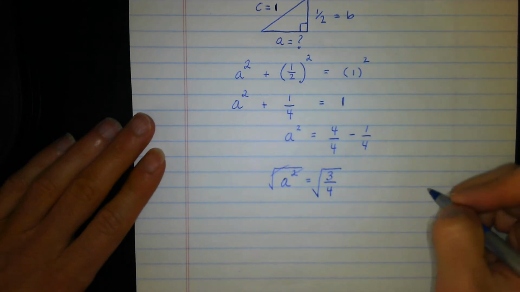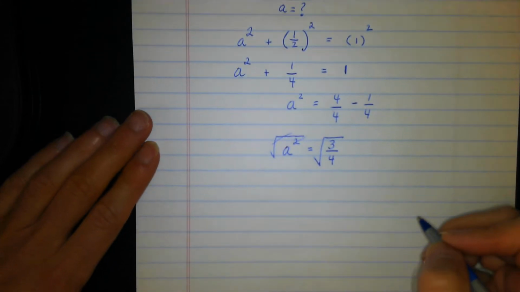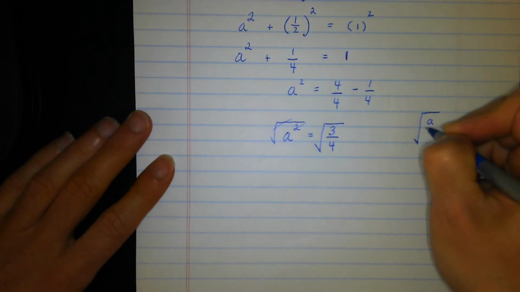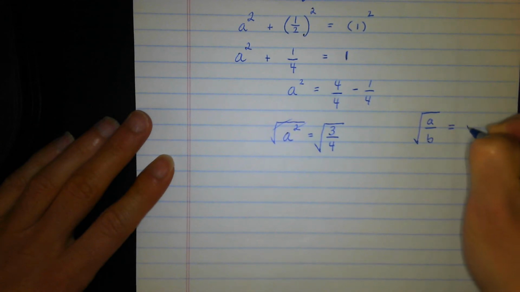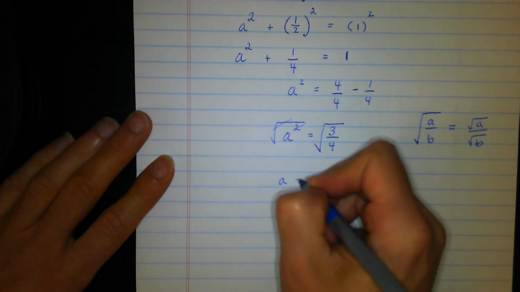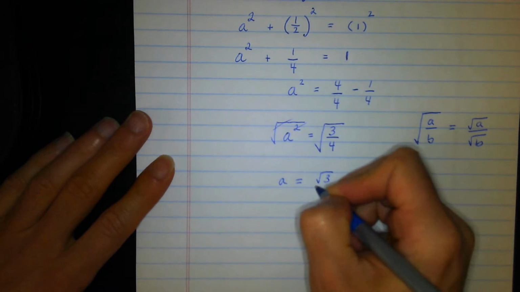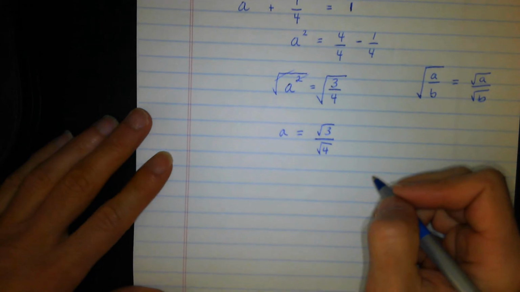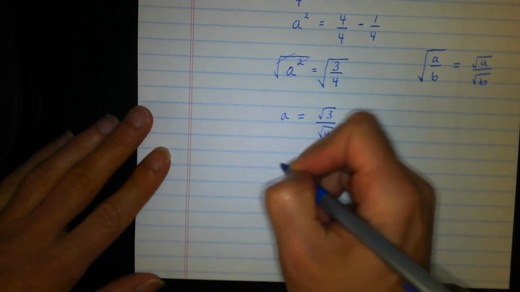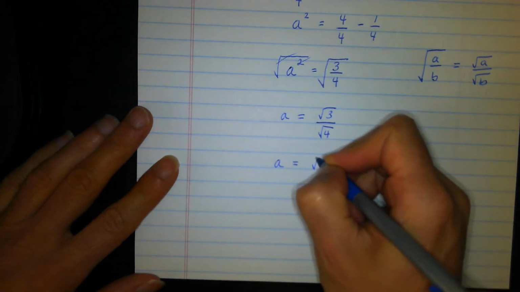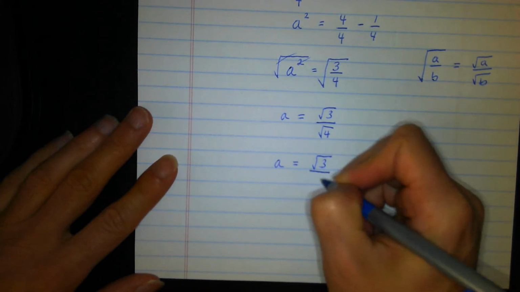Okay, remember our radical rule here, because it's such a radical rule. Sorry, I forgot to make that joke already. But the square root of a over b can be written as the square root of a over the square root of b, like so. And therefore, we're just left with a equals root 3 over root 4. And then this gives me a equals the square root of 3 divided by 2.